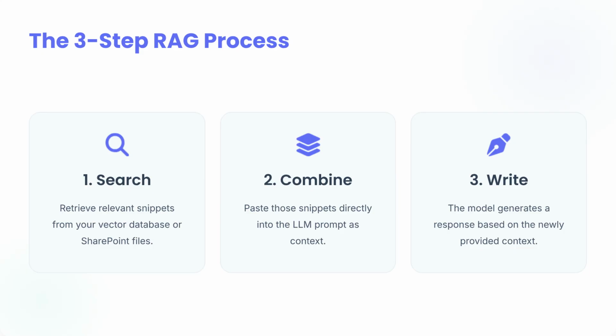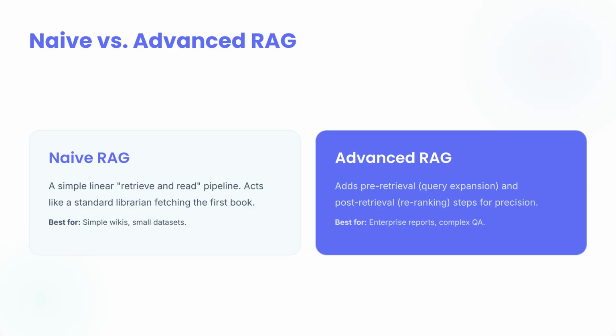The three-step RAG process is simple. First, search and retrieve relevant snippets from your database. Second, combine those snippets into the LLM prompt as context. Third, the model writes a response based on that context. Naive RAG is a simple linear pipeline best for small datasets. Advanced RAG improves precision by adding pre-retrieval steps like query expansion and post-retrieval steps such as re-ranking.